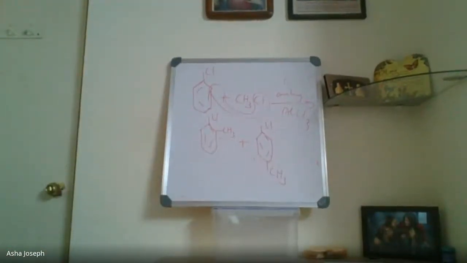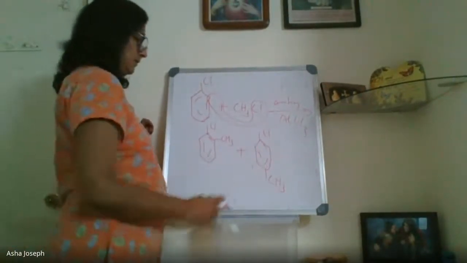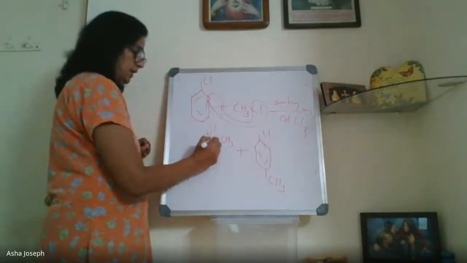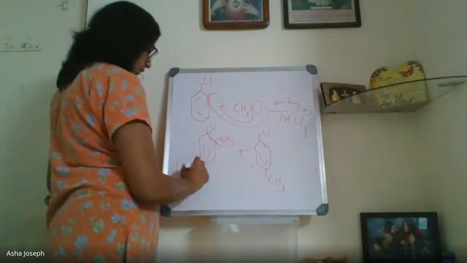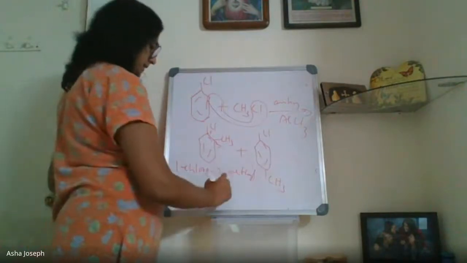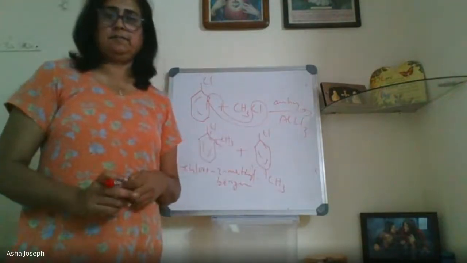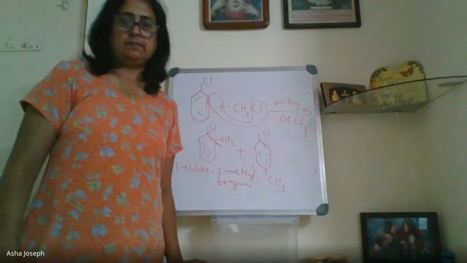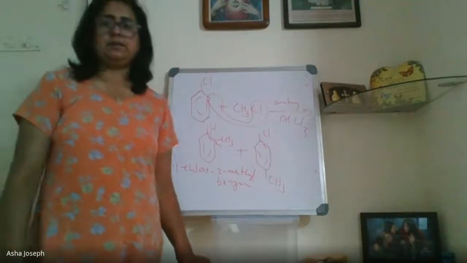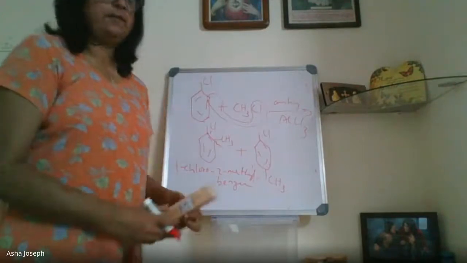Acylation is given, yes. So clear? Name is, this one is, this is 1, 2. So you can say 1-chloro, 2-methyl benzene, isn't it? So it is 1-chloro, 4-methyl benzene. This you learned last year. With the benzene you learned Friedel-Crafts alkylation. Is it okay? Now next is Friedel-Crafts acylation.